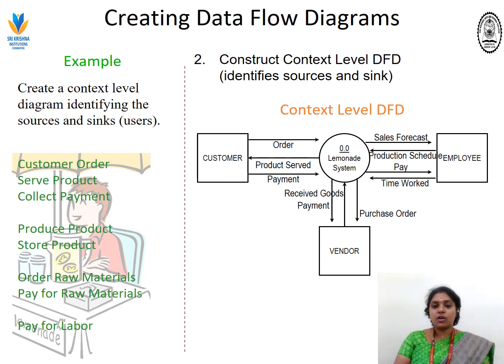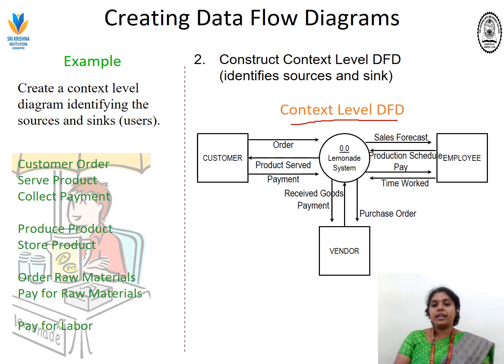Let us start to draw this data flow diagram at the initial level. That is, we are going to draw the context level of DFD. It identifies only the source and the sink, that is your destination and the initial part. So let us draw the context level diagram.